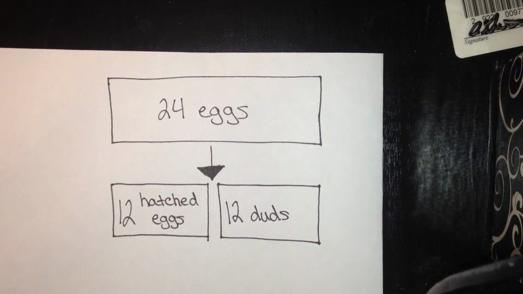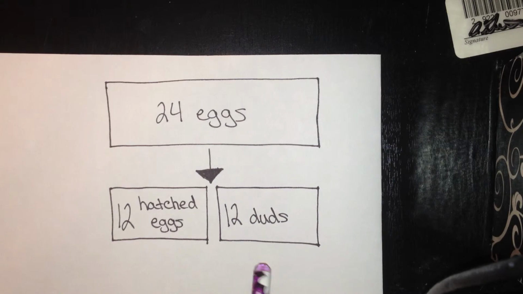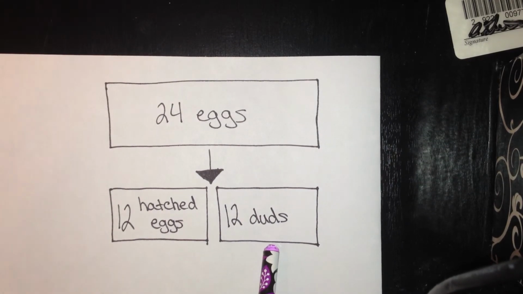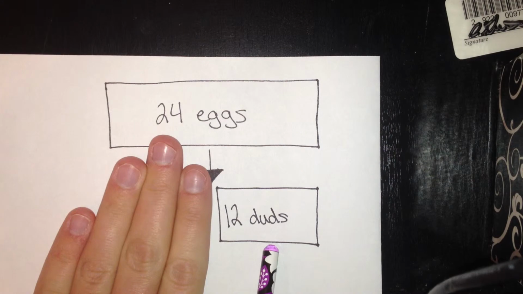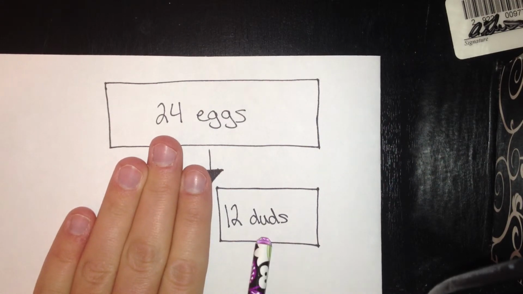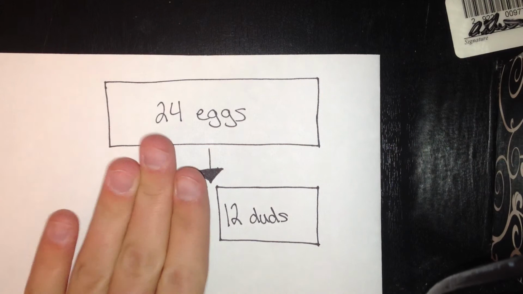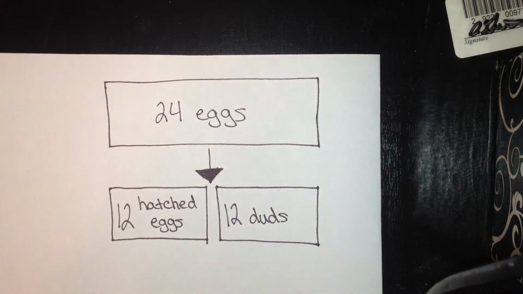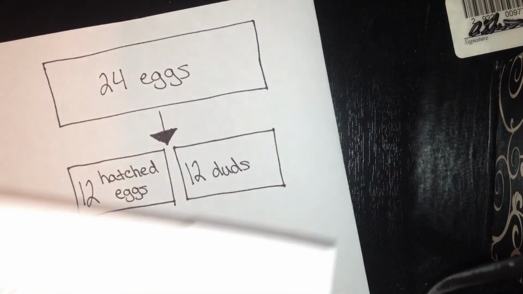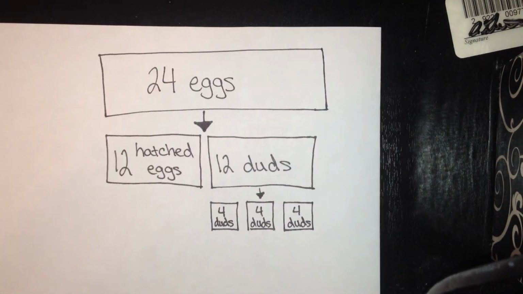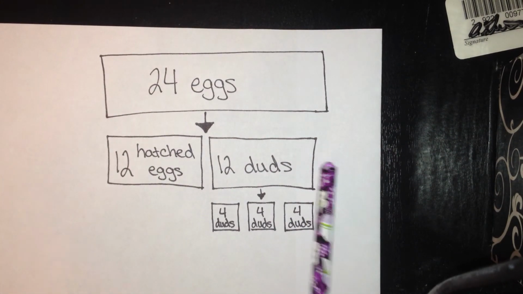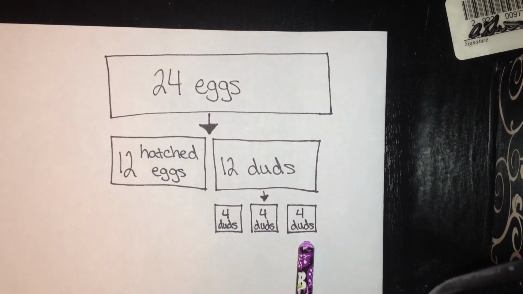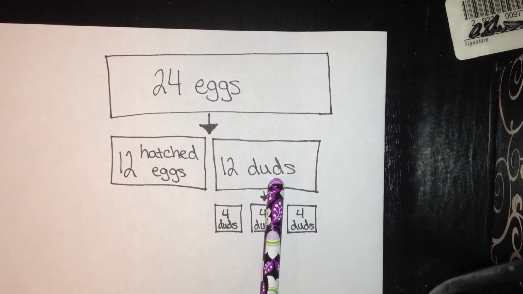We then would look back to the problem and see that the goose wanted to keep 1/3 of the duds. So I would make it known to the student that we are no longer talking about the 12 hatched eggs. We are just focusing on the 12 duds. I would then ask them if they knew what 1/3 of 12 was. And once they were able to come up with the correct answer of 4, I would show them that we would represent 1/3 of 12 by drawing 3 small boxes underneath the bigger box.